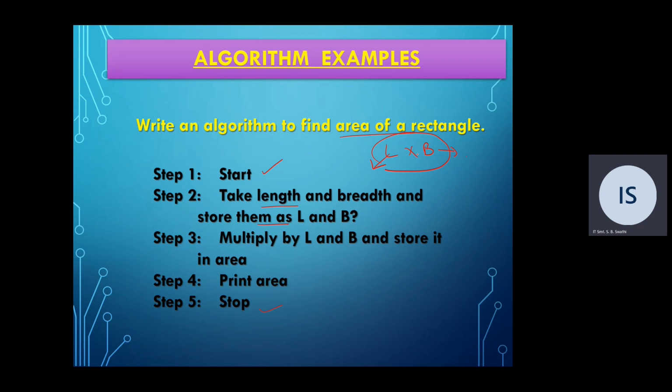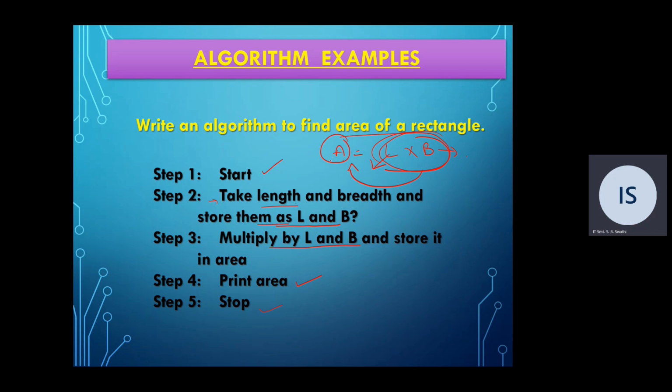So we need some input before processing this. That input we are writing here: take length and breadth and store them as L and B, that is length and breadth. Then multiply L and B and store it in area. Area equal to L into B. So whatever result is calculated, the product of this is stored under area A. And then print area.